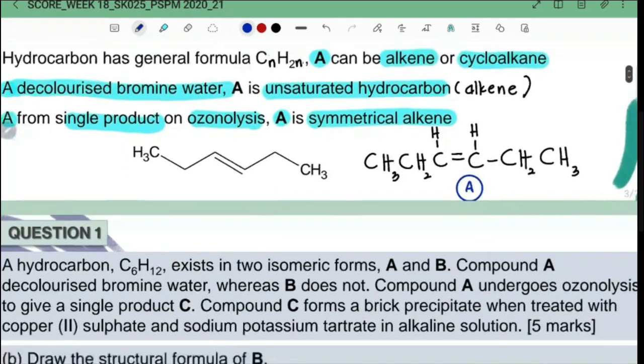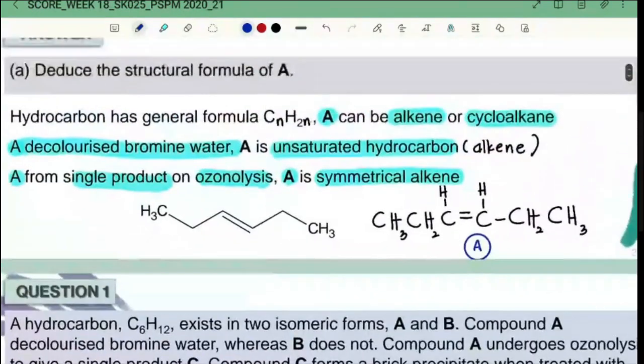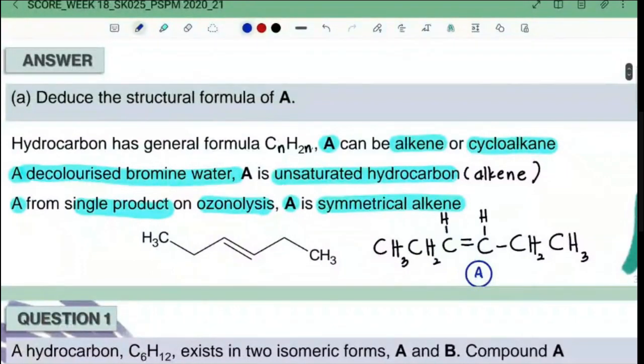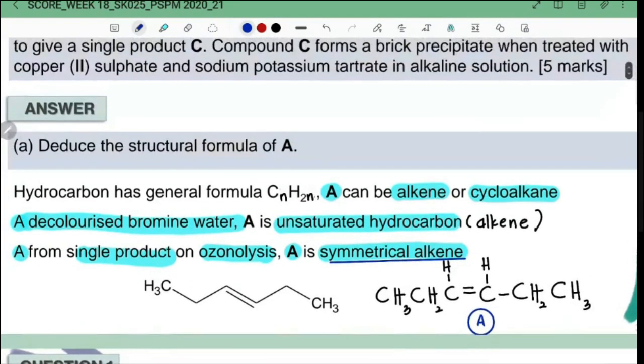Okay, so next question, draw the structural formula of B. So A tadi, it can be alkene or cycloalkane, but A can decolorize the bromine water, means that A is unsaturated hydrocarbon which is alkene. So forms a single product on ozonolysis means that A is symmetrical alkene. So we draw the structure and then we get the symmetrical alkene structure of A.